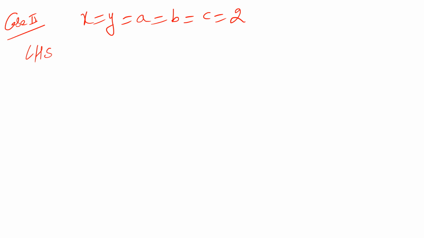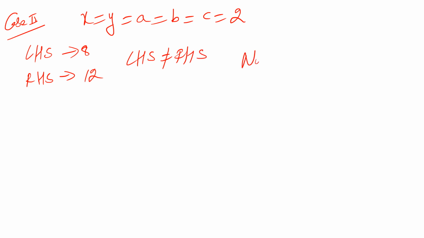Now students, I am going to take the case number 2. In the second case, I am taking all of them x, y, a, b and c equal to 2. So when I put in these values, the left hand side becomes x square plus y square, or 4 plus 4, that is equal to 8. And right hand side becomes a square plus b square plus c square, that is 4 plus 4 plus 4, which is 12. So LHS is not equal to RHS, right? So that means this case is also not possible. Now we move to the third case.